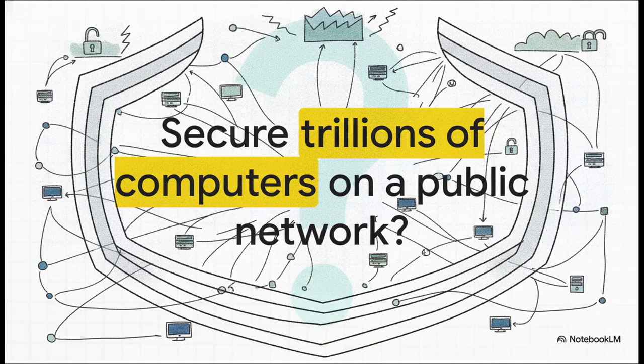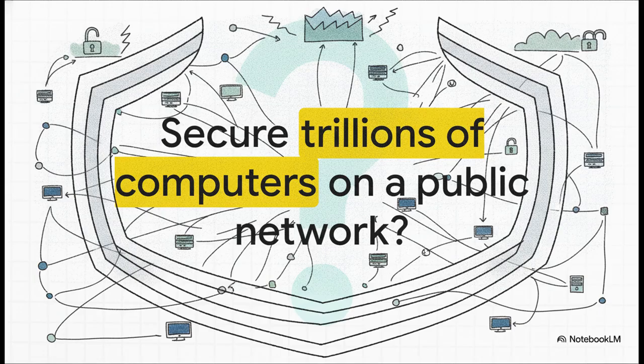Think about this for a second. How on earth do we secure trillions of pairs of interacting computers on a completely public network? When you really sit and think about that scale, it is just mind-boggling. We aren't talking about a couple of mainframes locked in a basement anymore. The internet was fundamentally built to connect any computer anywhere to any other computer. It's an incredibly open architecture, which is amazing for sharing information, but it is an absolute nightmare for security.